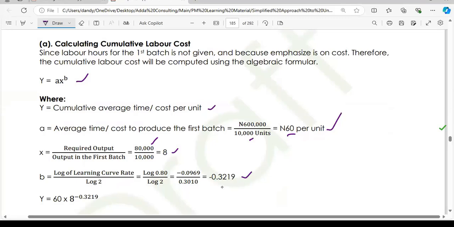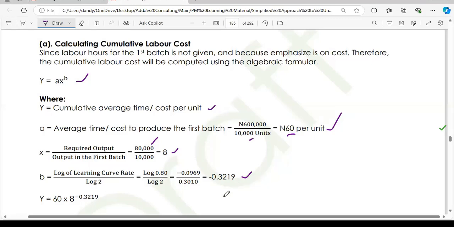X is the required output over the output in the first batch. The required output is 80,000 pumps. Output in the first batch is 10,000 units. So 80,000 divided by 10,000 will give us 8. You know B, which is log of learning rate over log 2, gives us minus 0.3219. That's what we have done.